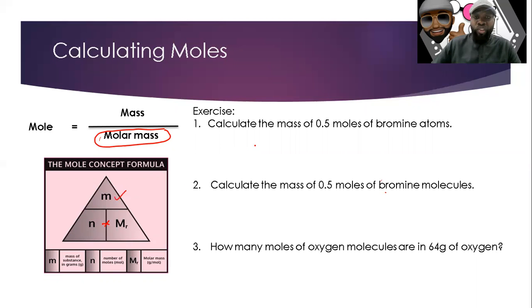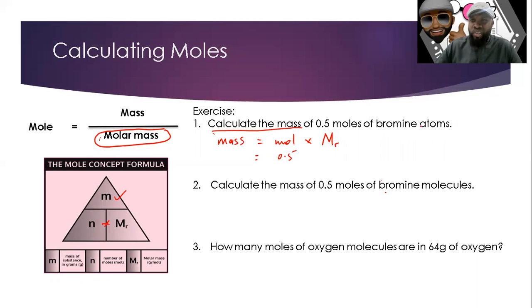Now let's look at some examples. It says here, exercise 1, calculate the mass of 0.5 moles of bromine atoms. So we're asked to calculate the mass. That's the first thing. So we write the equation, making mass the subject of the formula. Mass is equal to moles times molar mass. The number of moles is given, 0.5.